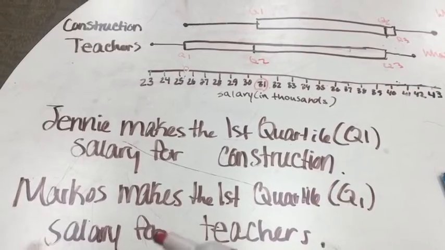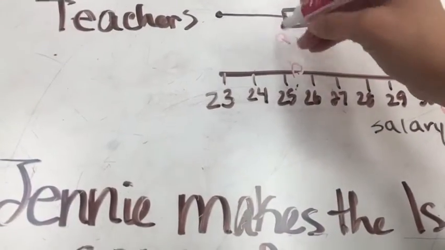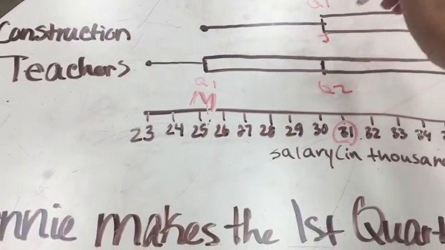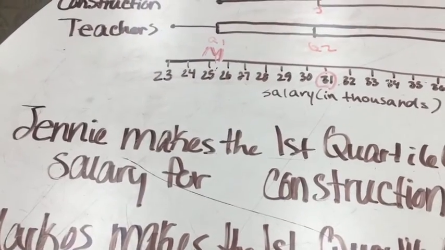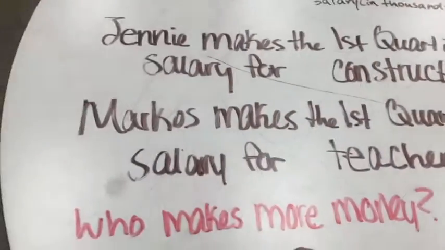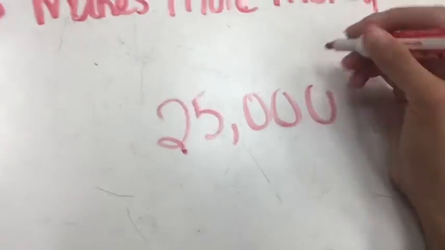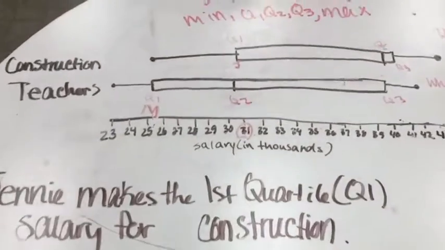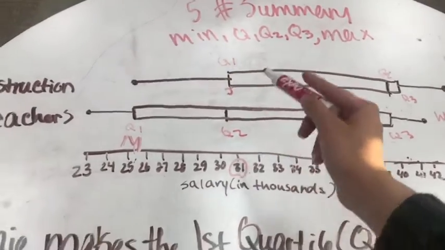Having this data, you can see that Marcos' salary is right here, and that Jenny's is right here. So it looks like Marcos is at about 25. Remember how it's in thousands? And then you have Jenny at Q1 of construction workers, and that's at 31.